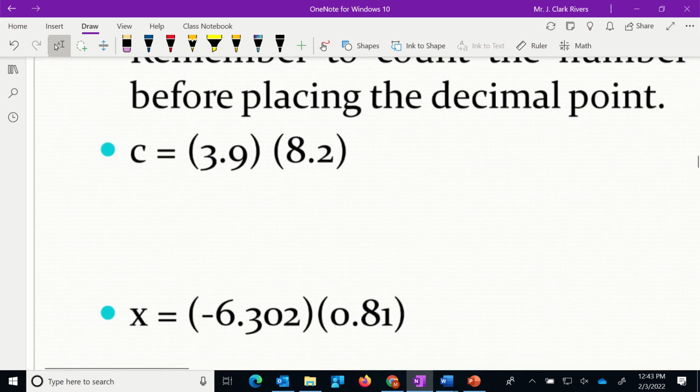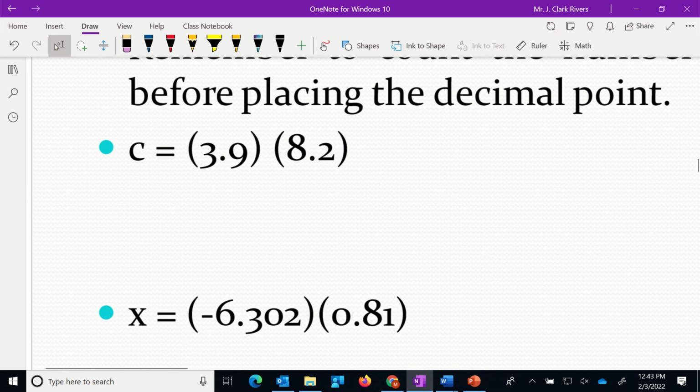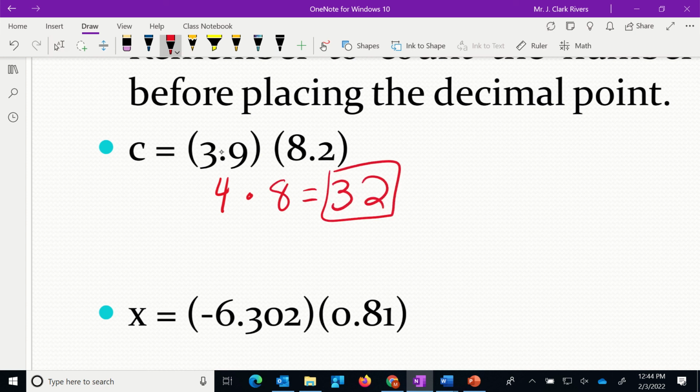Take a look at this first problem here. The first thing we do is find an estimate. So let's see, Quinn, what's a good estimate for 3.9 multiplied by 8.2? What do you want 3.9 to become? 4. Multiplied by, what do you want 8.2 to become? 8. What's 4 times 8, Quinn? 32. So we have 32, that's our estimate.